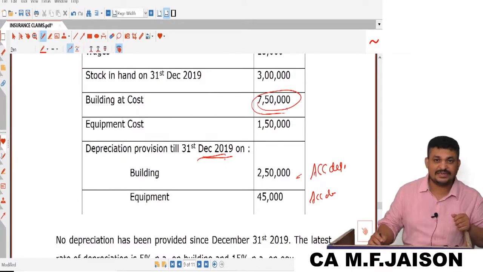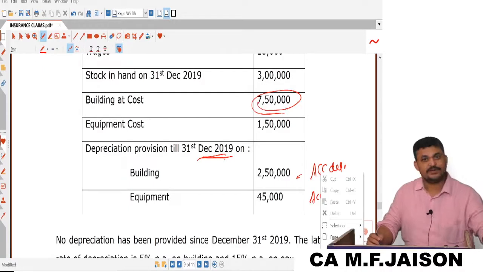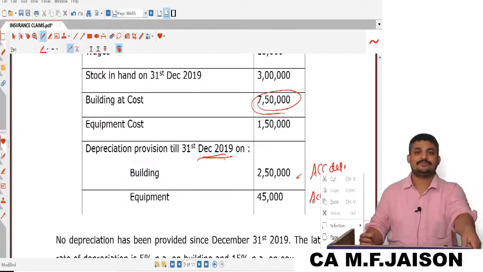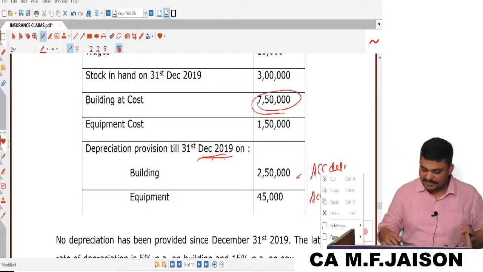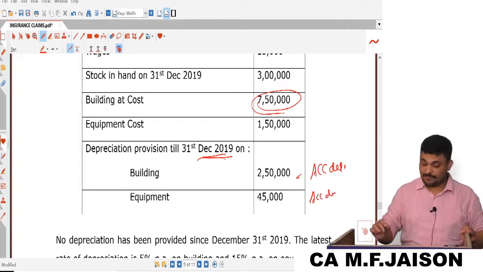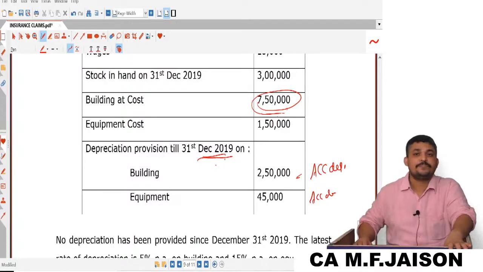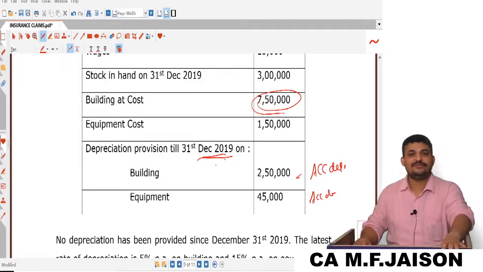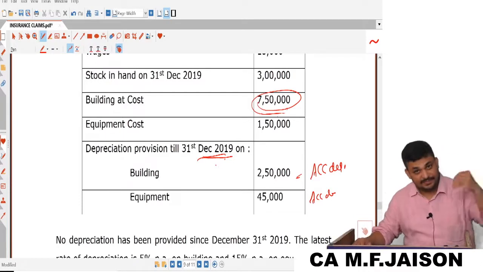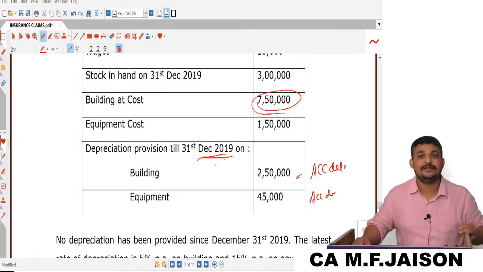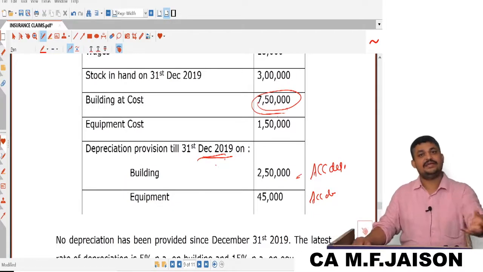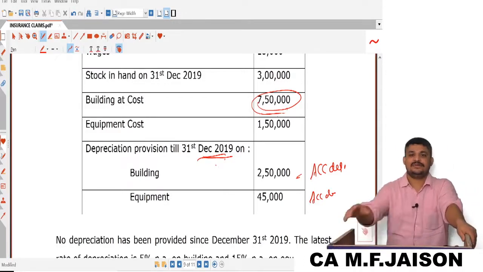This is the original cost of the asset. This is the total depreciation till 31st December 2019. If you deduct total depreciation till that date, you will get the book value on 31st December 2019. From there you should deduct further depreciation till the date of fire. You will be getting the value of the asset on the date of fire. From that you should deduct salvage value, and you will be getting the asset which was lost by fire.